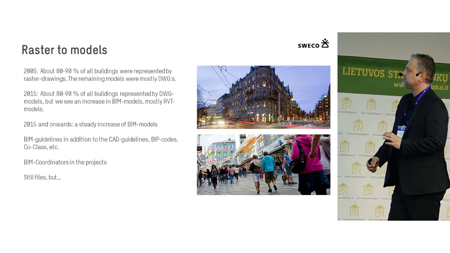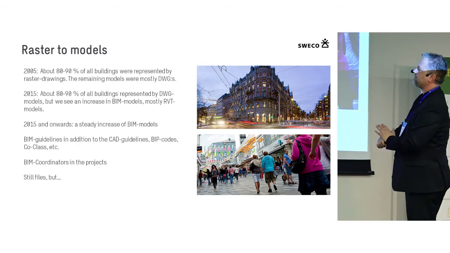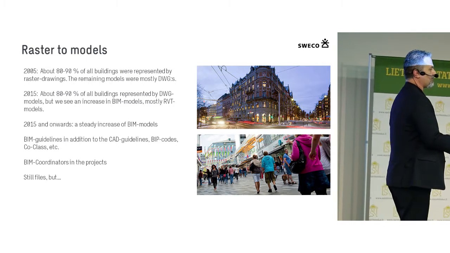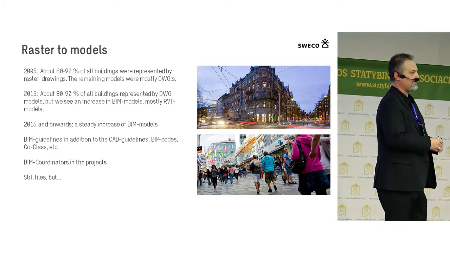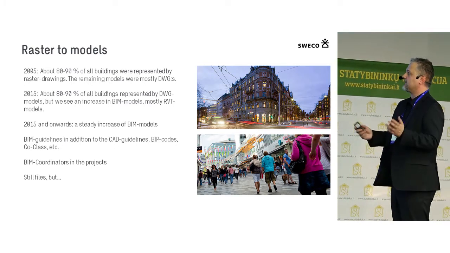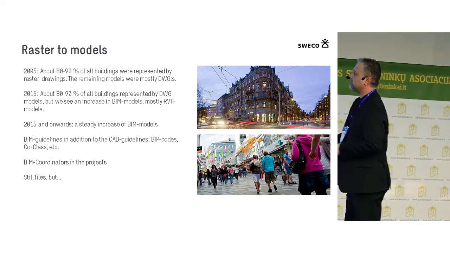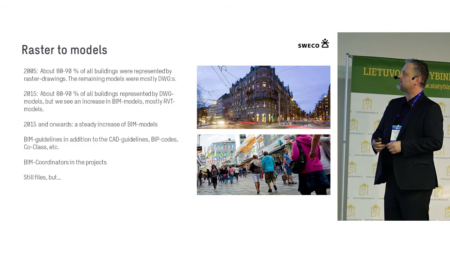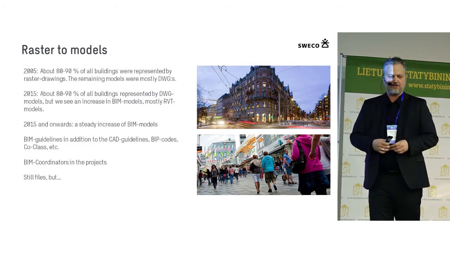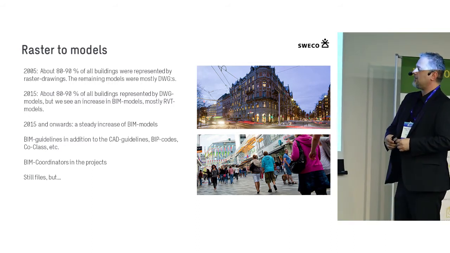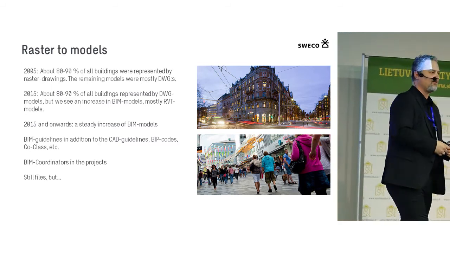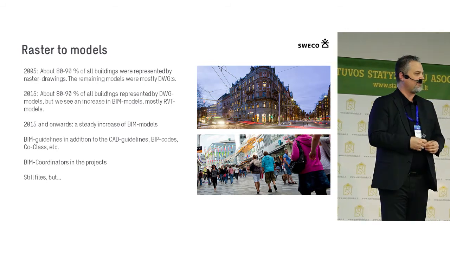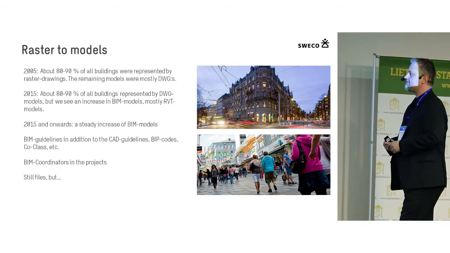And in 2005, most of these drawings were of course raster files, PDF, CAL, PLT, and so on. About 80–90% of all the buildings were represented like that, and the rest were DWGs. But of course, back in those days, those DWG files were mostly lines, and perhaps not so many objects.